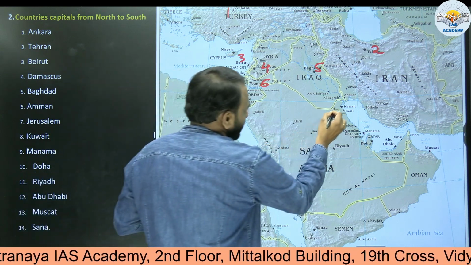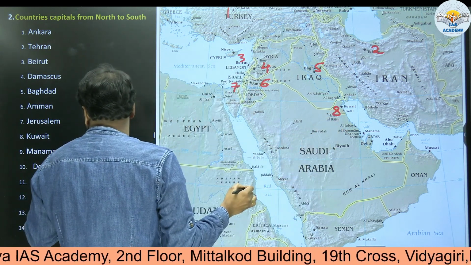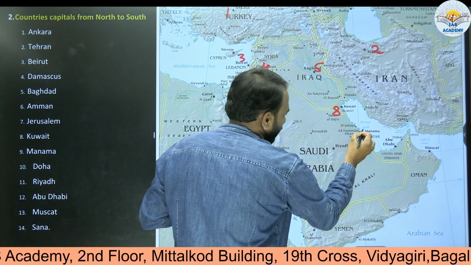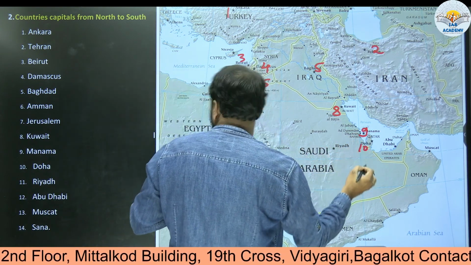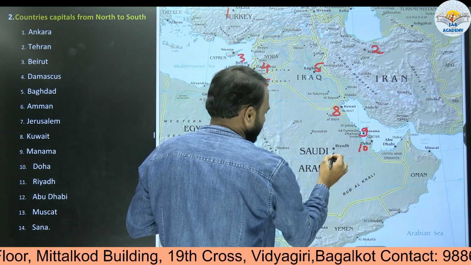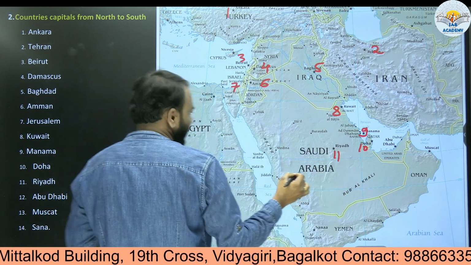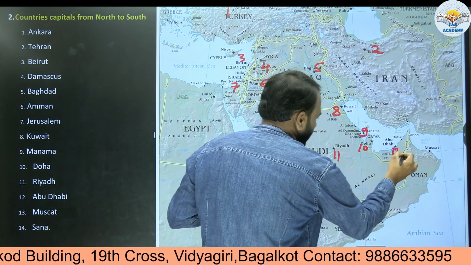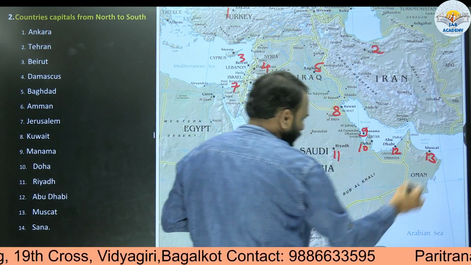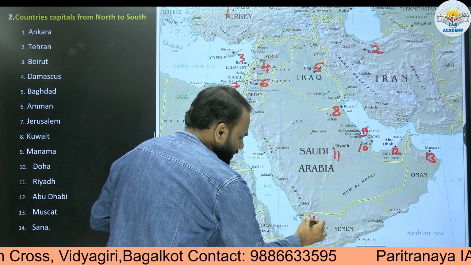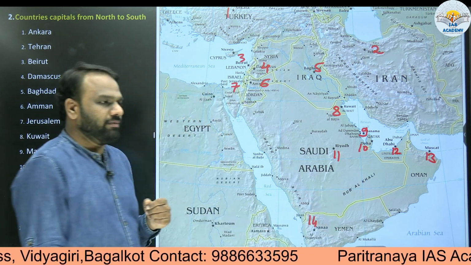Eighth, Kuwait, capital of Kuwait. Ninth, Manama, capital of Bahrain. 10th, Doha, capital of Qatar. 11th, Riyadh, capital of Saudi Arabia. 12th, Abu Dhabi, capital of United Arab Emirates. 13, Muscat, capital of Oman. And finally, 14, Sana'a, capital of Yemen.